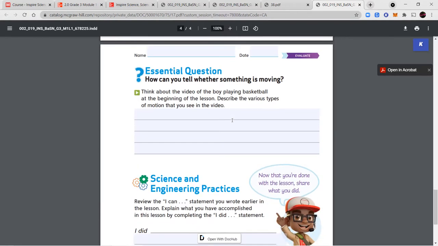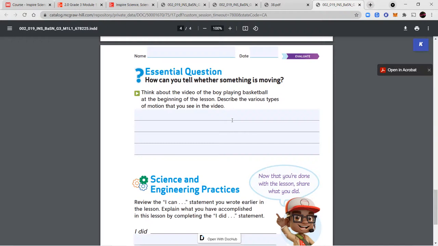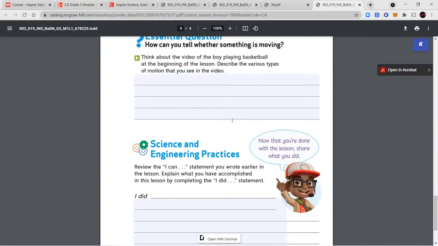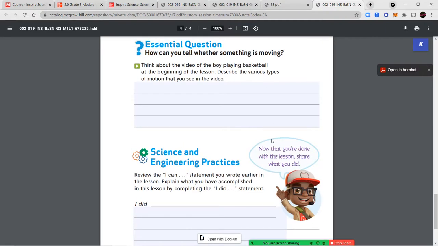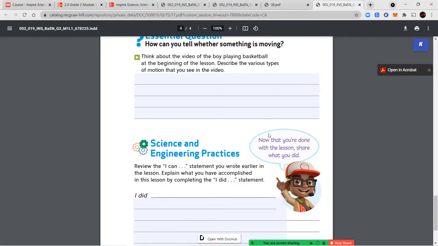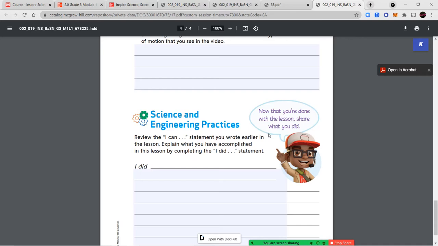And the last thing we're going to cover, our essential question. Think about the video of the boy playing basketball at the beginning of the lesson. Describe the various types of motion that you see in that video. So once you complete that question, you are done with this lesson.